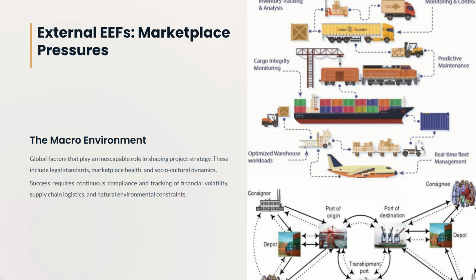Example, look at the global microchip shortage during the early 2020s. Automakers like Ford and Toyota had projects lined up to build thousands of new vehicles. But a major external EEF, the lack of semiconductor manufacturing capacity overseas, delayed projects globally. Project managers had to rewrite their procurement strategies entirely, proving that external macro forces can discredit project success.